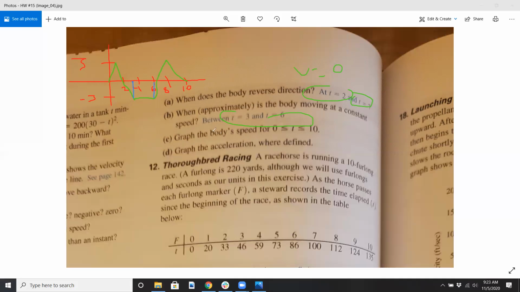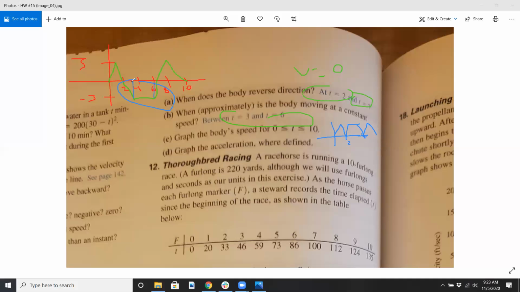The speed, graph the body's speed. So that's just the absolute value of velocity, right? So you're just going to do this. And then at 3, kind of 2, it bends up like this. And at 7, it bends up again. So basically, you take this portion and flip it over the x-axis. That's what you do for part C.